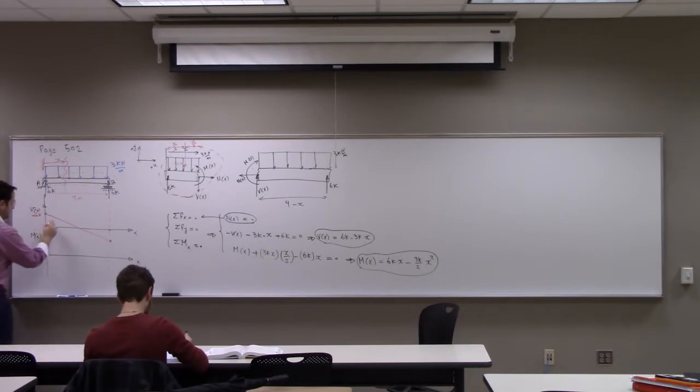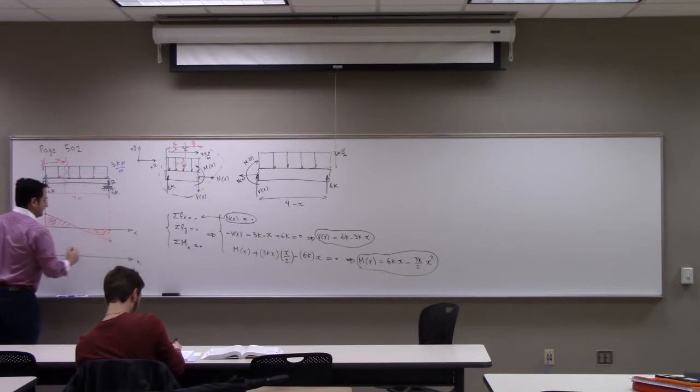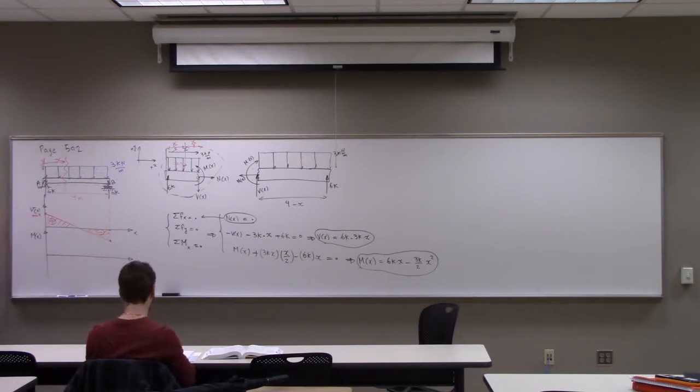So here is positive, here is negative. You can show it like that. Especially that's good for me when I grade it. I see which one will be up and down, positive, negative. Right? Now let's draw the moment equation.